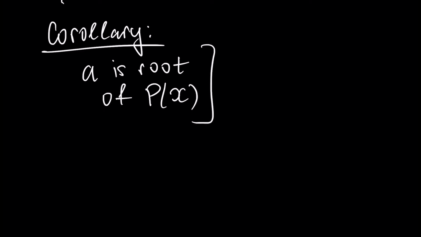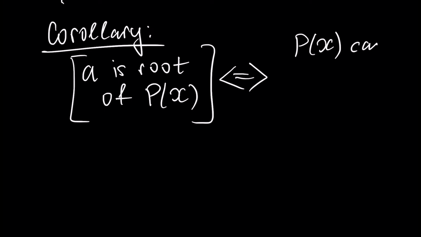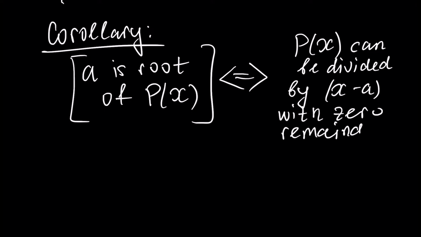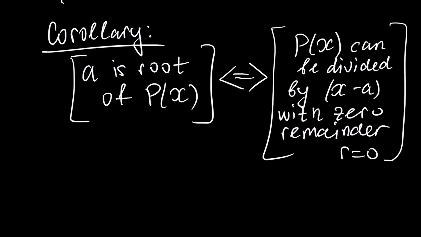The Bezout theorem says that a is a root of polynomial p of x if and only if p of x can be divided by a binomial x minus a with a zero remainder, or our number r is equal to 0. So these two facts are equivalent.